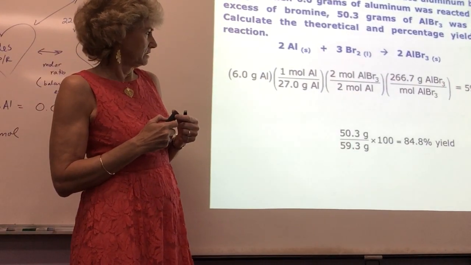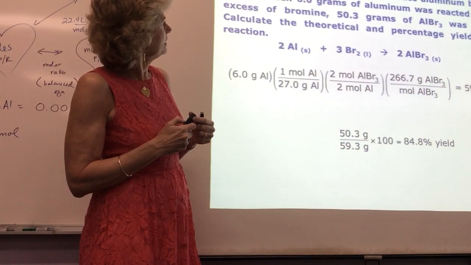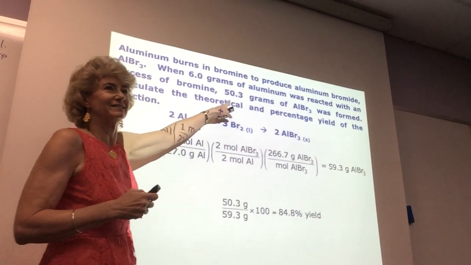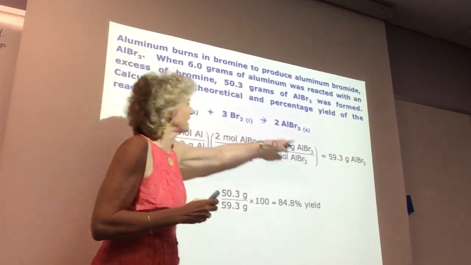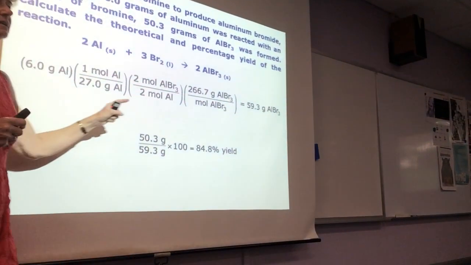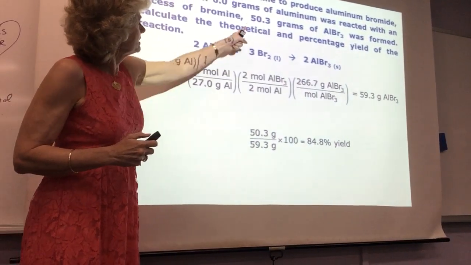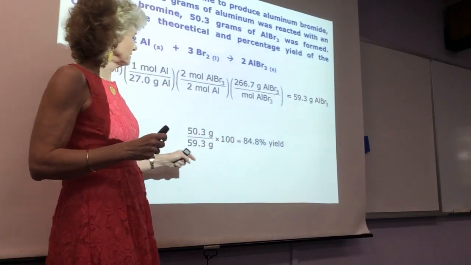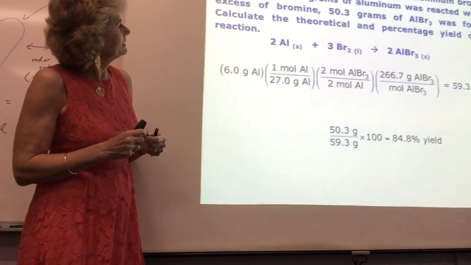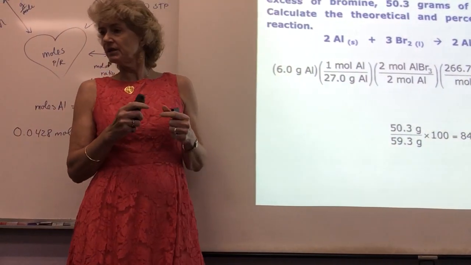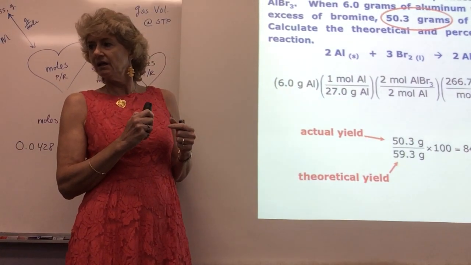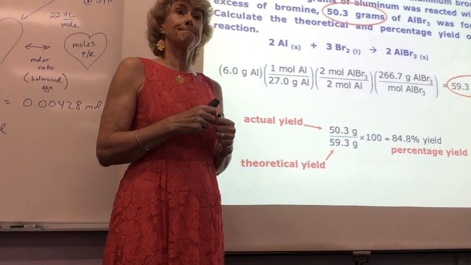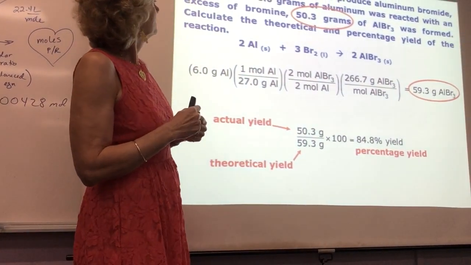Okay, now, here's what the kid got, or whoever. This is what they actually got. That's what they should have gotten, theoretically. So here's our actually got, 50.3 grams. We should have gotten this, about 85%, 3 sig figs. And then we didn't have to calculate percent error, but I think I did, didn't I? No, I did not. They said theoretical and percentage.